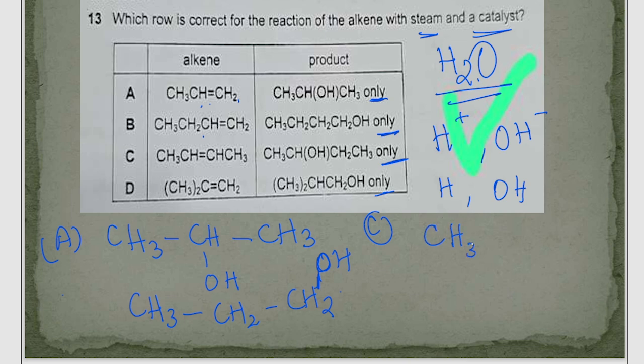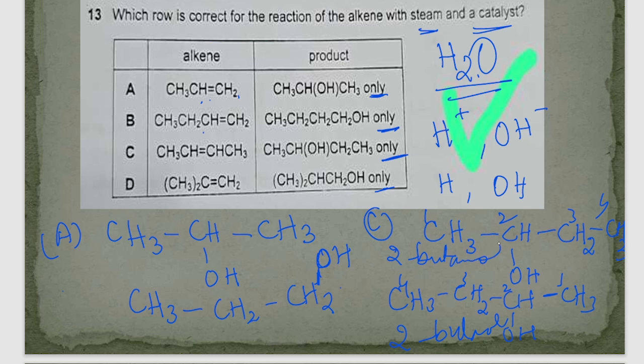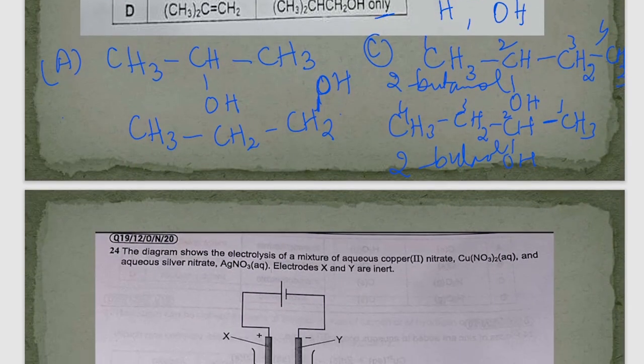We can have CH3, CH, OH, CH2 and CH3, whereas it can be CH3, CH2, CHOH and CH3. This one is 1, 2, 3, 4, 2-butanol, and this is the same, 1, 2, 3, 4, 2-butanol. So for this we will have the same single product. If it switches the position, the name will remain the same. So with C, the answer will be according to its structure. It will produce only one product.